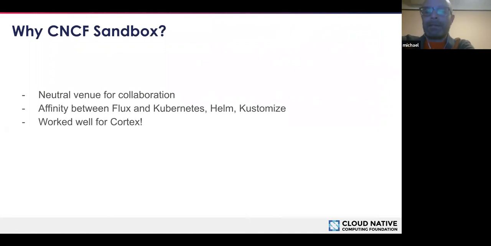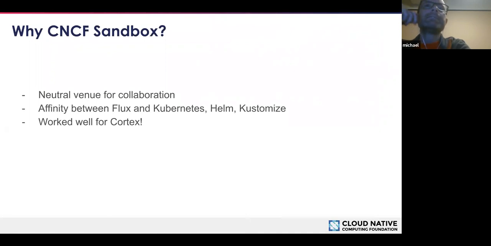There's also quite a lot of alignment. If we think of Flux as adding the Git superpower to Kubernetes, that can also add that to Helm and Kustomize and other things that are in the family. And another reason that is particular to Weaveworks is that it worked well for Cortex, which I think has gone from strength to strength since being adopted in the CNCF.